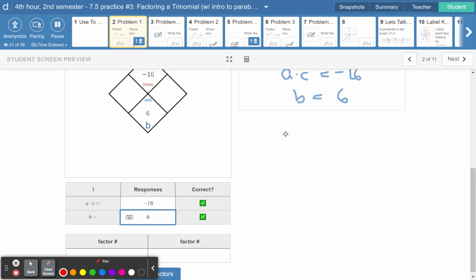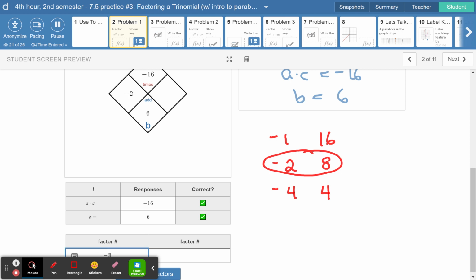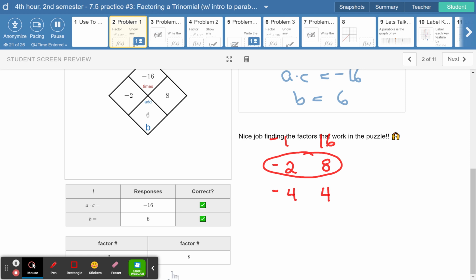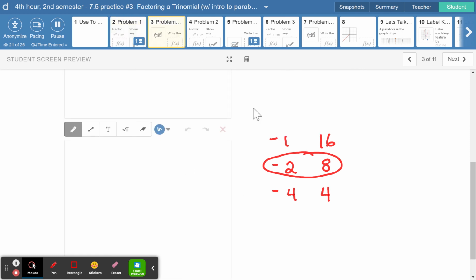Now we need a negative 16, so our smaller number will have to be negative because our B value is positive. So then negative 2 and 8, negative 4 and 4, so on and so forth. These two numbers are your magic numbers. Negative 2 and 8. Because negative 2 times 8 gets you negative 16, but add to get a positive 6.